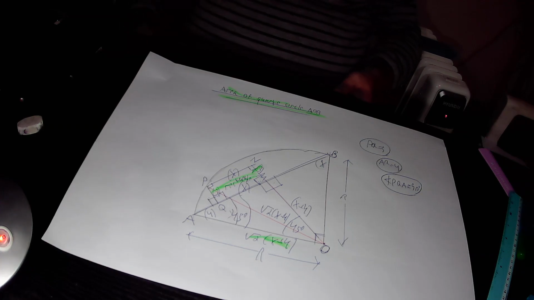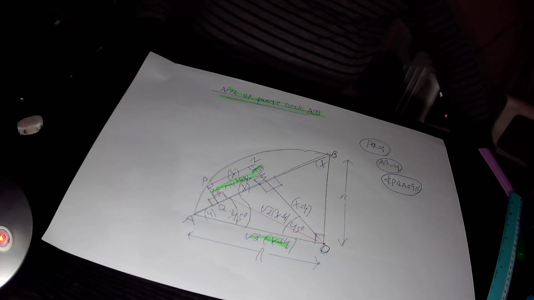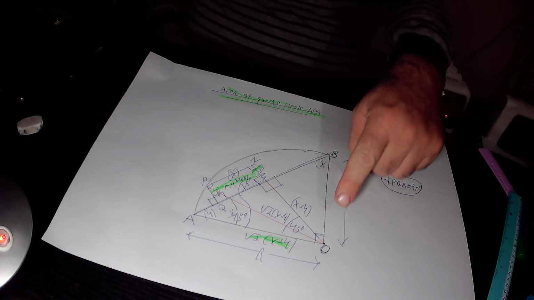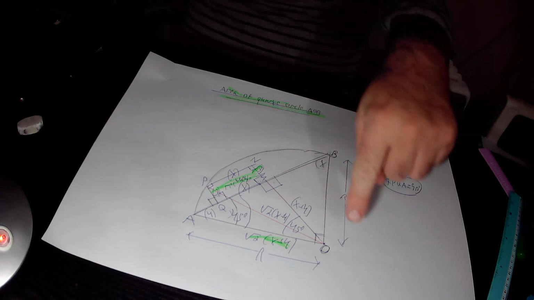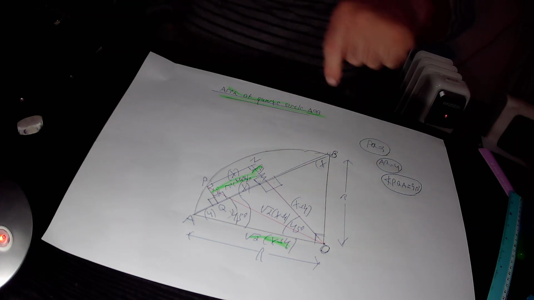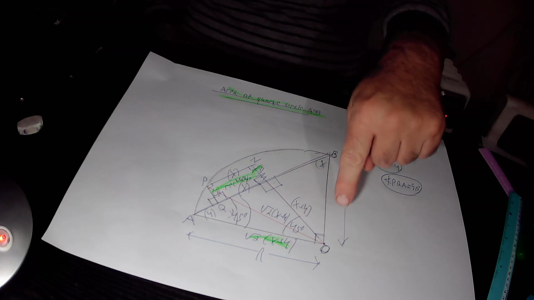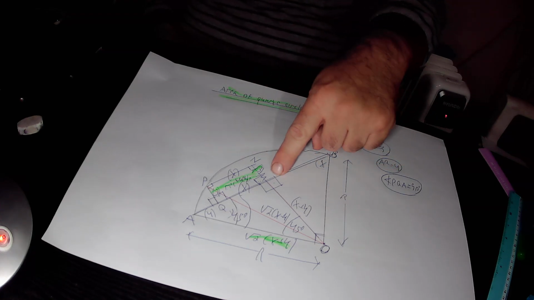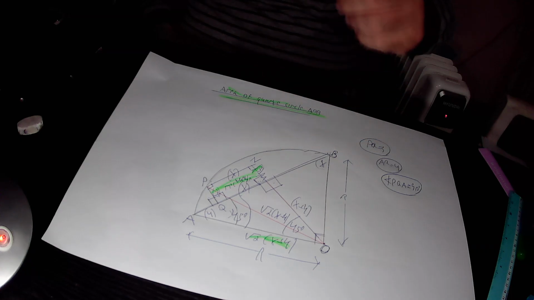In the next step, we did a construction. That is to say, from point O, we draw a perpendicular on BA. Again, from point O, that is the center of this quarter circle, we draw a perpendicular on BA. So this angle equals 90 degrees, and this angle also equals 90 degrees according to our construction.